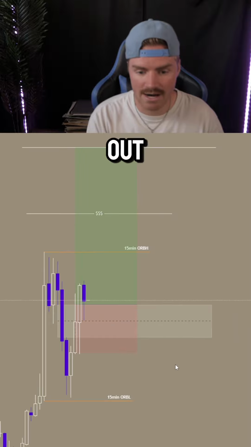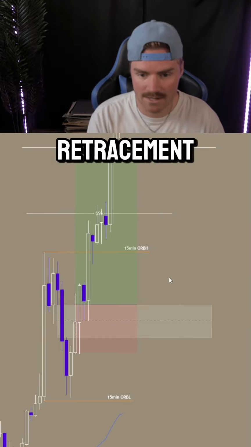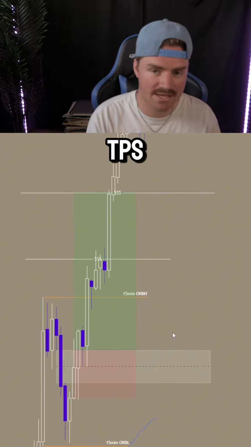So let's see how this one played out. We got our IFVG right there. I waited for retracement, got my entry, and before you know it, we hit both TPs very, very quick.